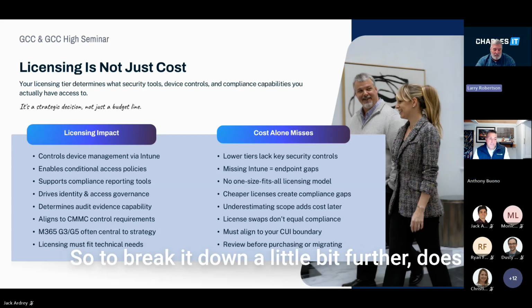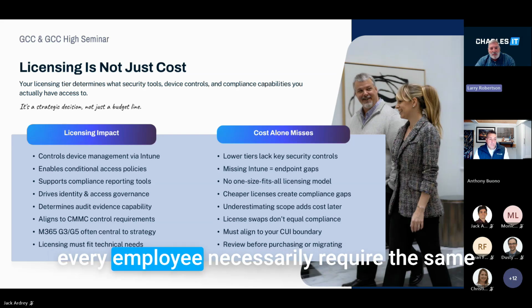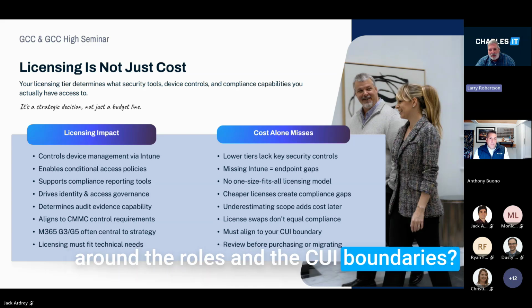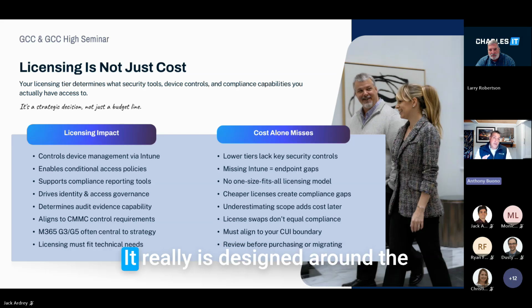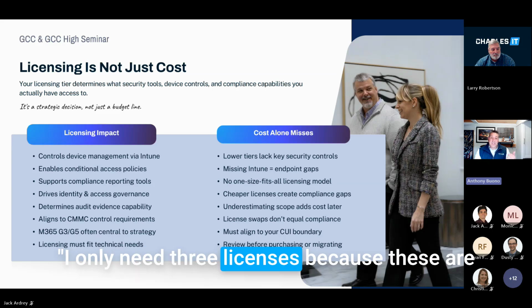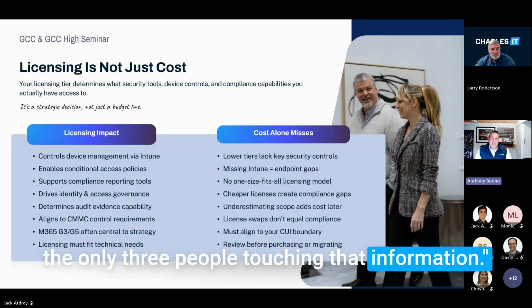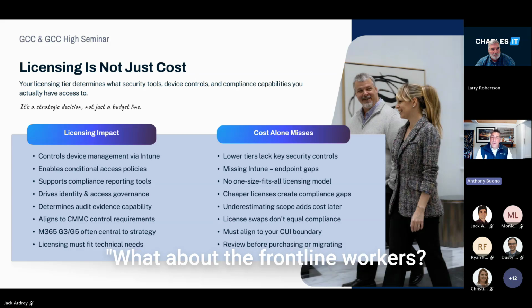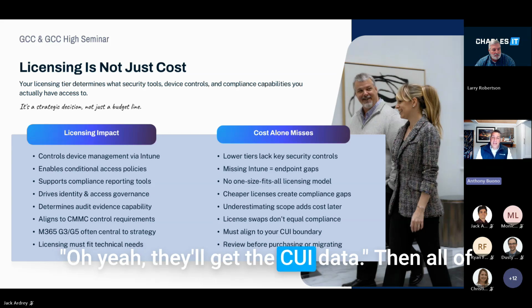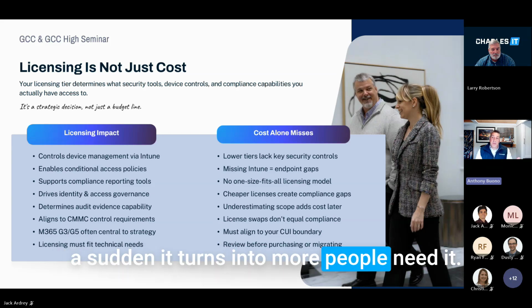So to break it down a little bit further, does every employee necessarily require the same license, or should licensing be designed around the roles and the CUI boundaries? Yeah, not necessarily. It really is designed around the roles and the CUI boundaries. I have a lot of customers that'll say, I only need 3 licenses because these are the only 3 people touching that information. Then I ask them, what about the frontline workers? How are they obtaining their information? Oh yeah, they'll get the CUI data. Then all of a sudden it turns into more people needing it.